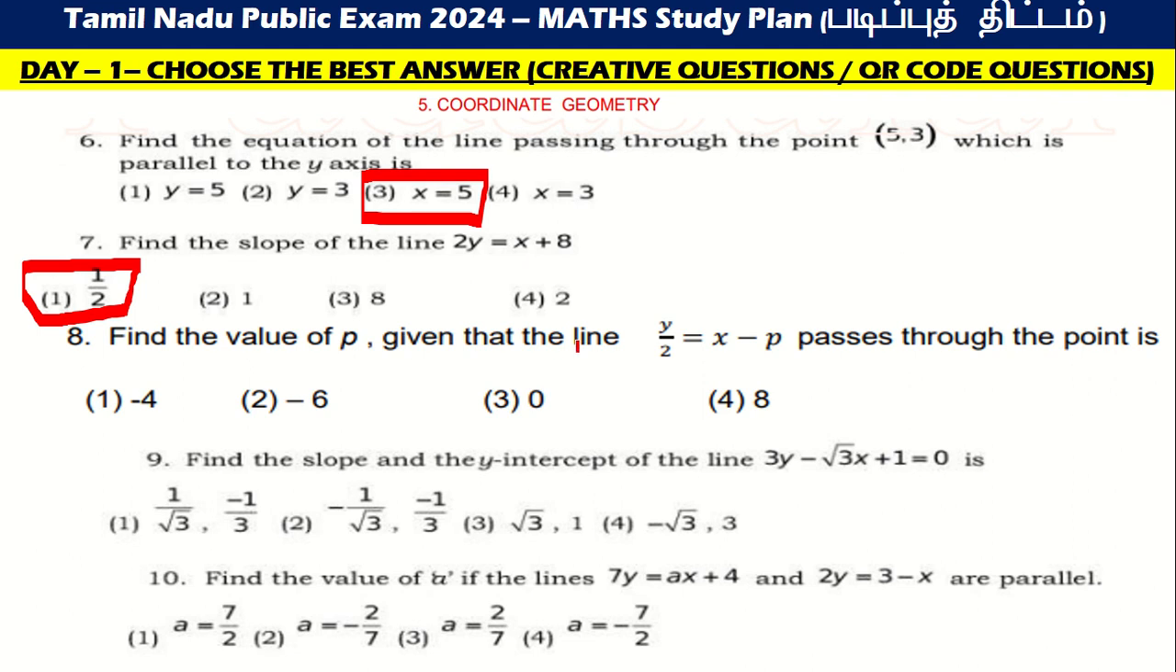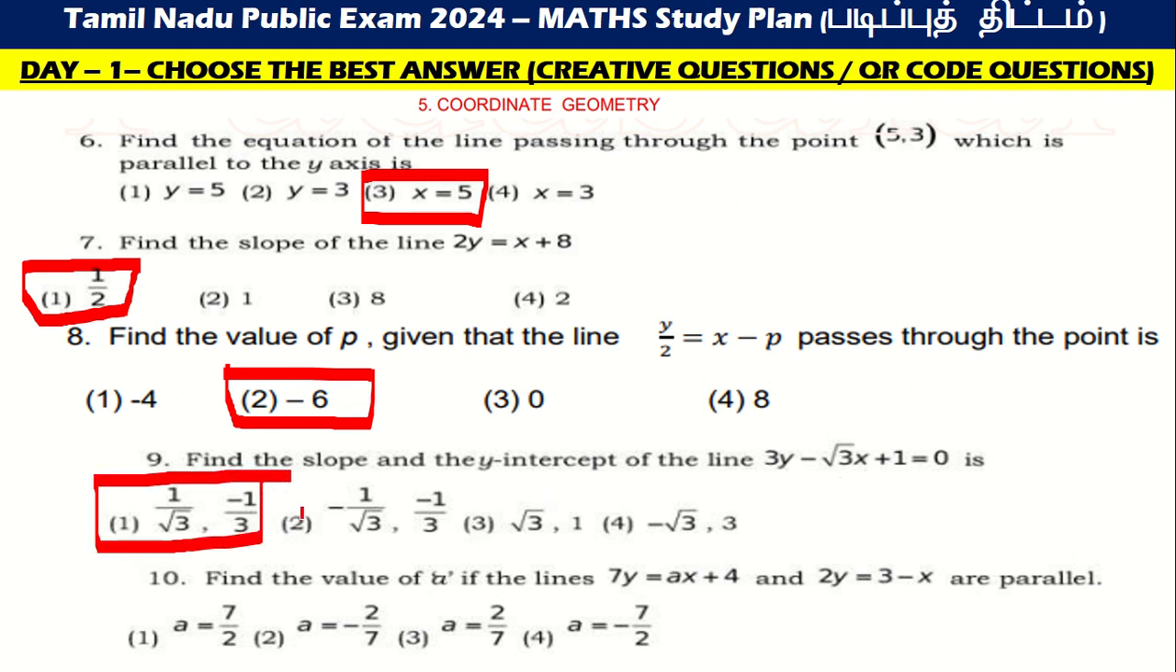Find the value of p given that the line y by 2 is equal to x minus p, which means minus 6. Find the slope and y-intercept of the line root 3y minus root 3x plus 1 is equal to 0, which means your answer is 1 by root 3, minus 1 by 3. The next one is find the value of b if the lines above 7y equal to ax plus 4, which means your answer will be D.